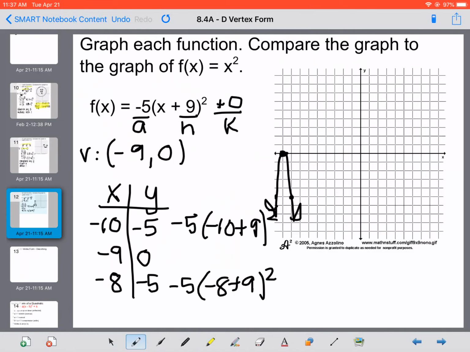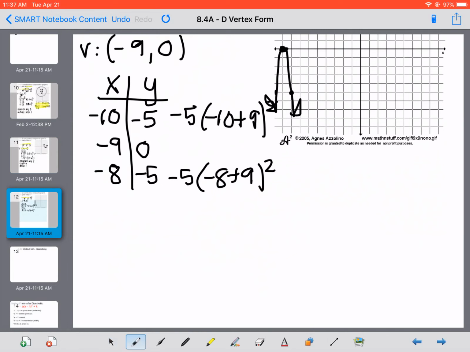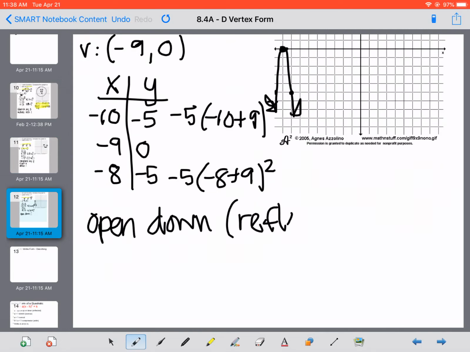So uniquely, because of our A value, when we look at our A, H, and our K, our A is a negative 5. So if A is negative, that means that you're going to open down or be what we would call reflected. So because of that negative 5, and you can see on your graph it is opening down. So we're going to open down. But another word for that would be reflected. And then if we look at our vertex, we went left 9. And then we didn't move anywhere.